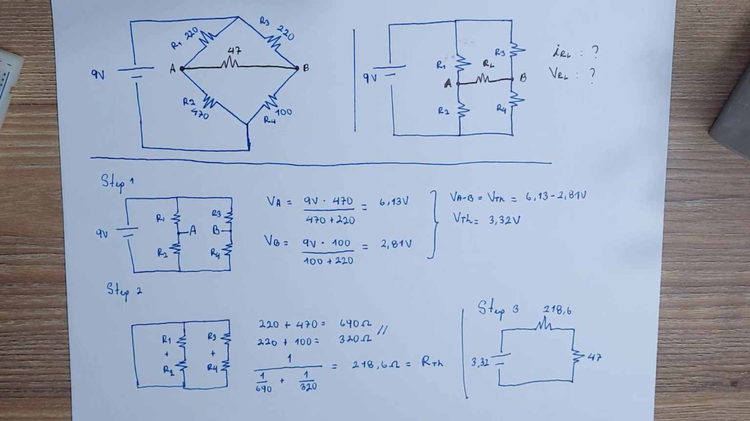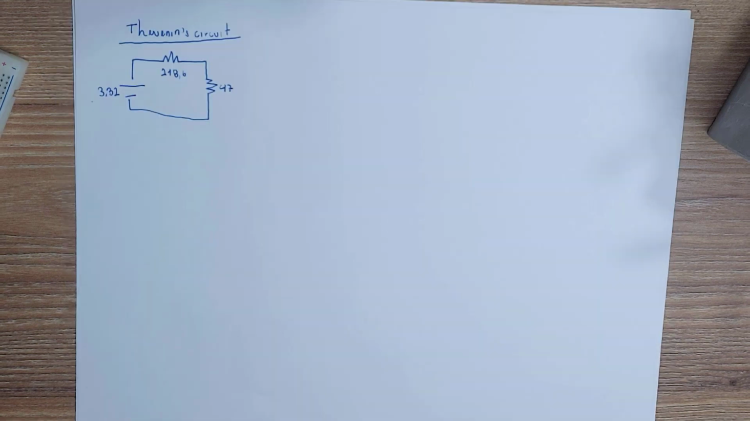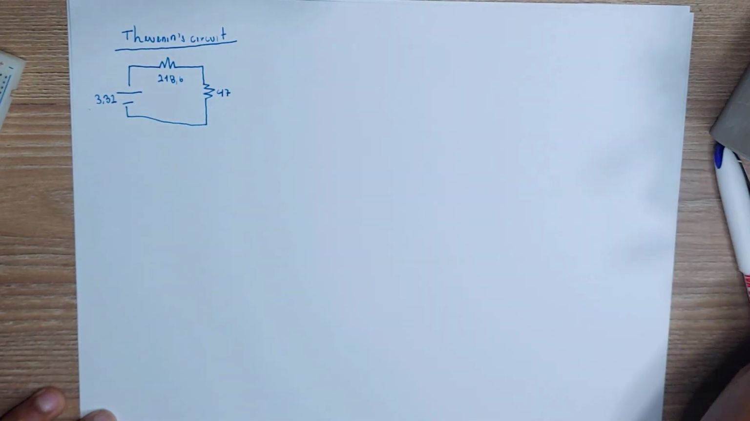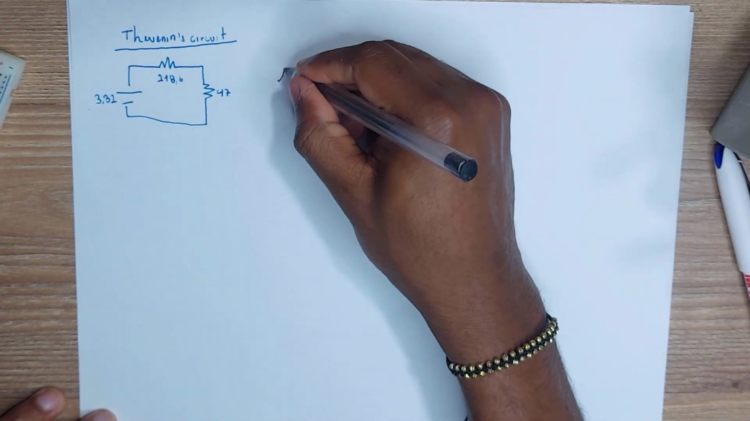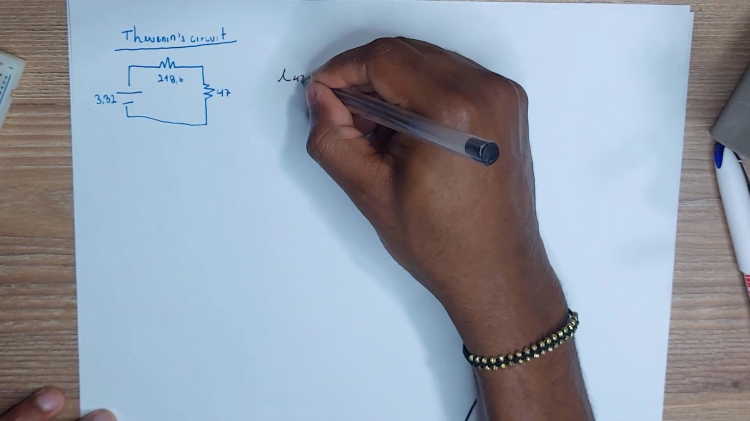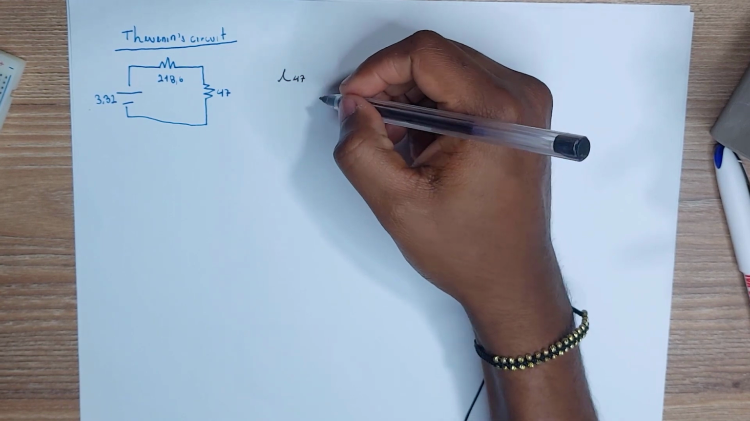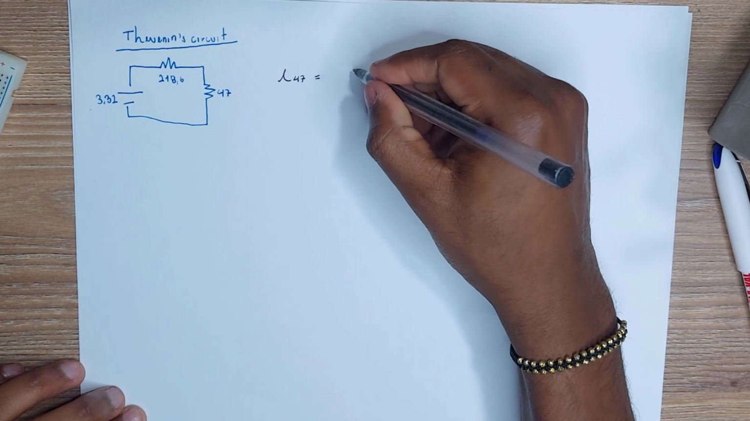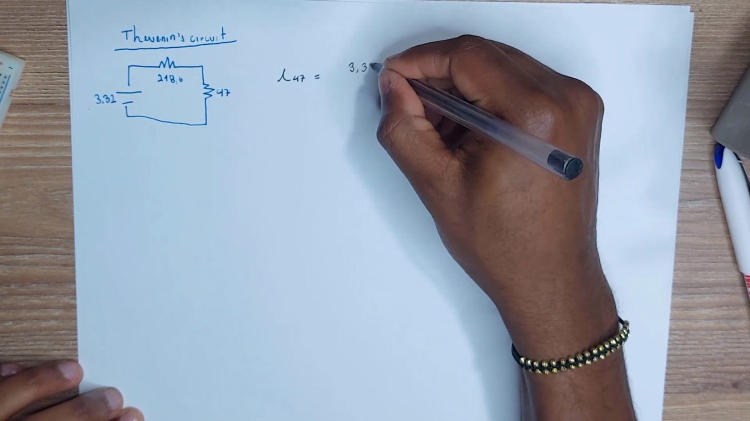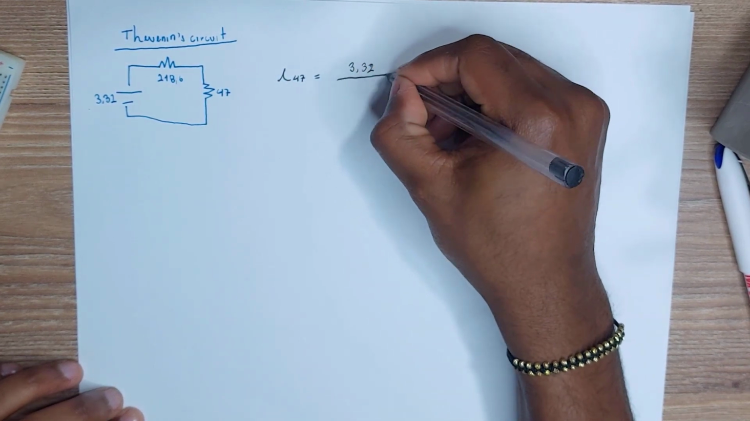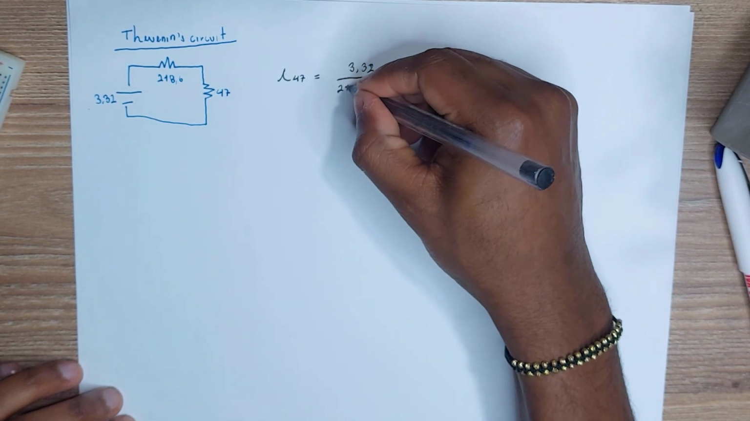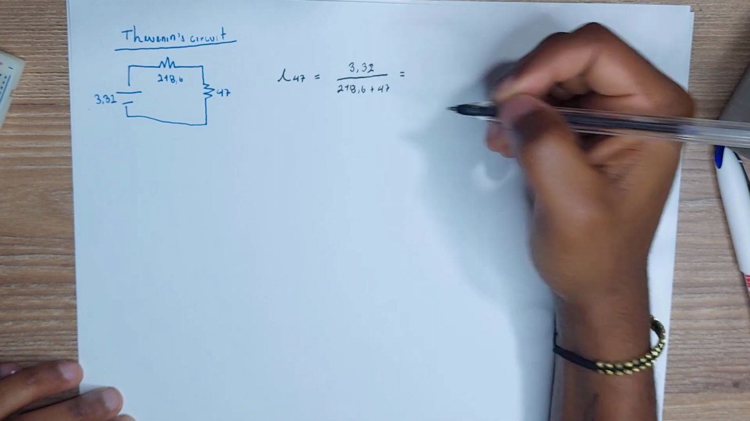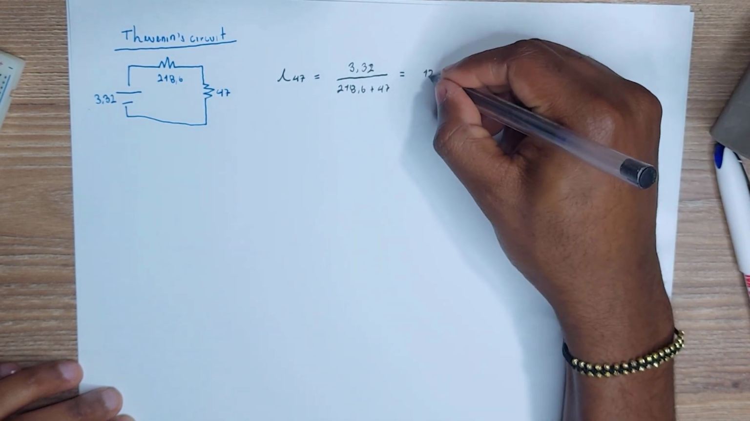So we're going to start by finding the current through that resistor. Since both of the resistors are connected in series, we already know that the current is the same in both of them. So the current is equal to the voltage over the full resistance of the circuit. So we have 218.6 plus 47 ohms, and this gives me a current of 12.5 milliamps.